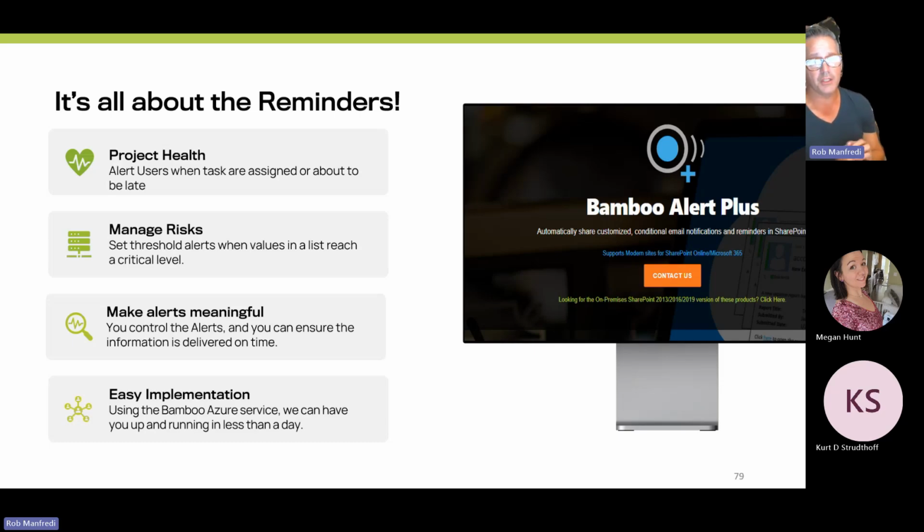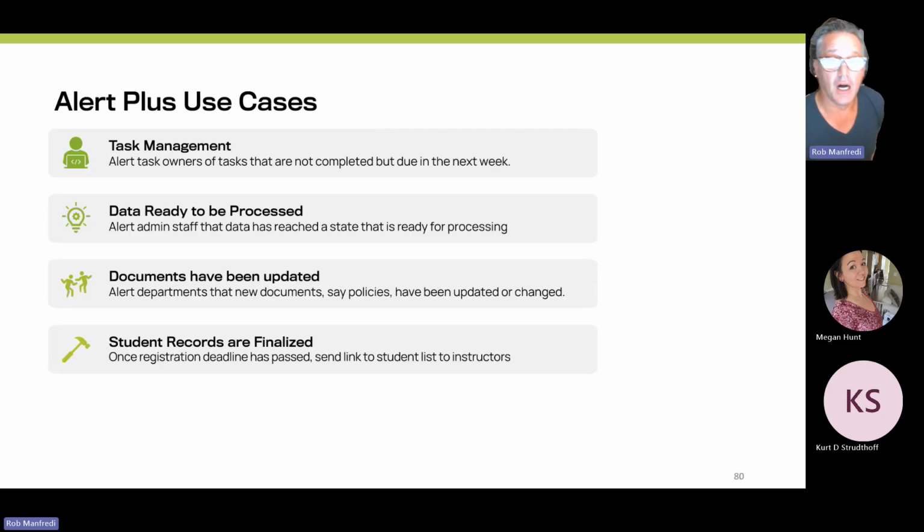You control the alerts and can ensure that information is delivered on time. Unlike the alert me function, which is user driven, this is meant to be alerts that you set up in there, and you can set these alerts up very quickly and easily. Again, tasks, data that's ready to be processed, documents that have been updated or overdue. We see a lot of student records and class records that are managed in lists or document libraries to let faculty, students, or the likes know. So if you're managing a lot of data or have a lot of documents in your SharePoint Online site, this alert function just becomes critical to maintaining it, right?